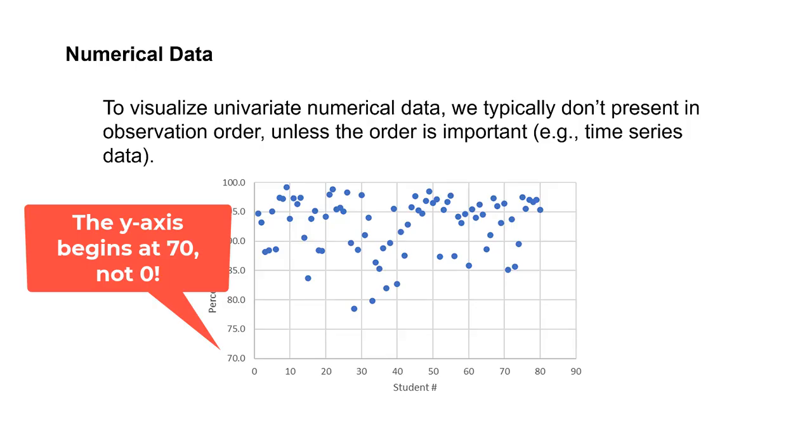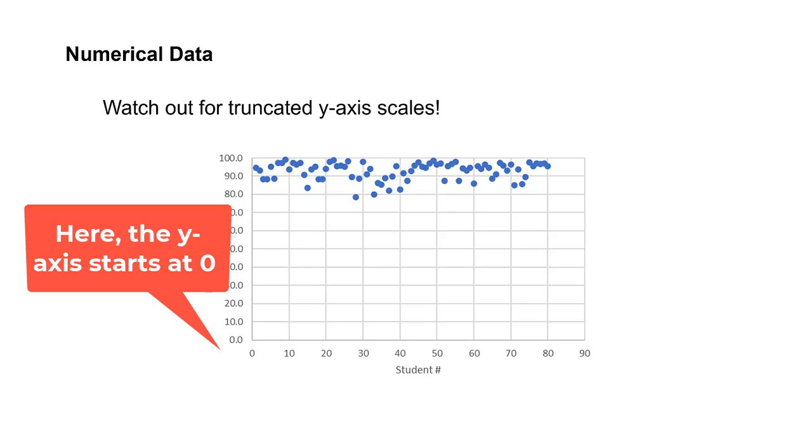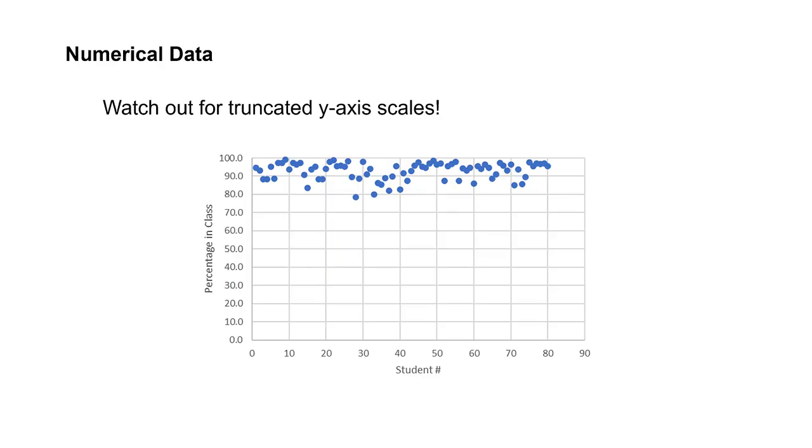By the way, looking at this plot, it makes it look like a lot of students are doing poorly in the class, but just keep an eye out for truncated y-axis scales. If we really put this between 0 and 100, most of the students have a pretty good grade. So that's just something to look out for in general on plots.